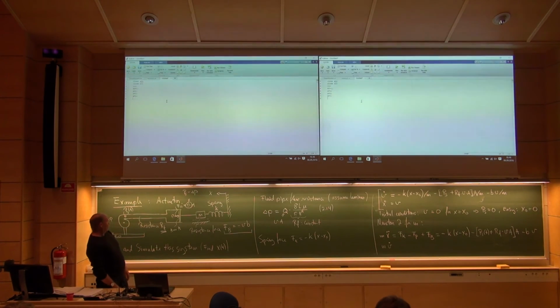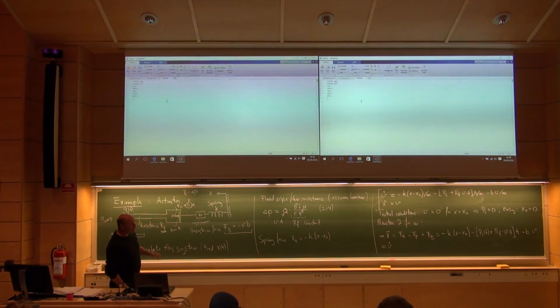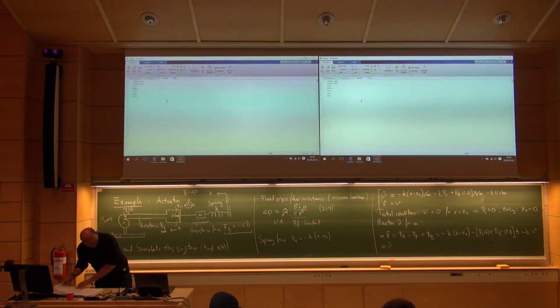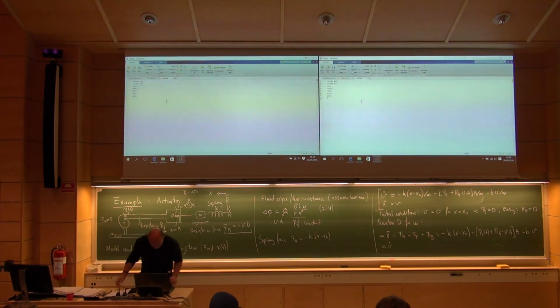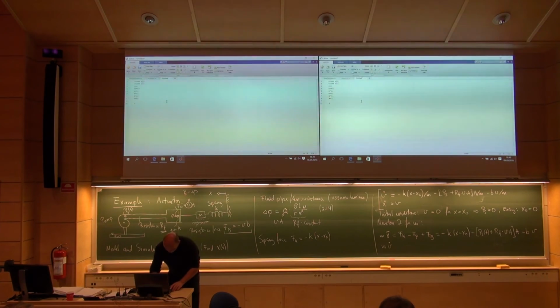Do we need more? X0 was 0, so forget him. I think that's all our constants, isn't it? Okay. Oh, the K, yeah, the spring stiffness, thank you. We need that one as well. K is 1. Initial conditions, velocity is 0 and the position is 0, like that.